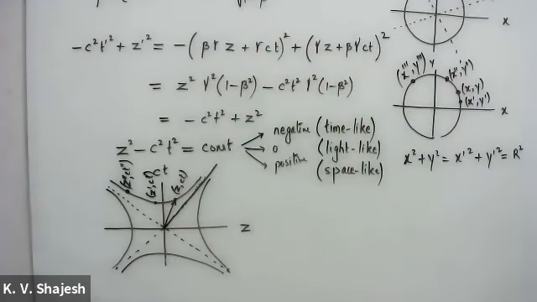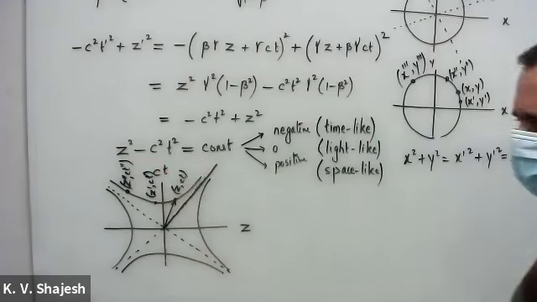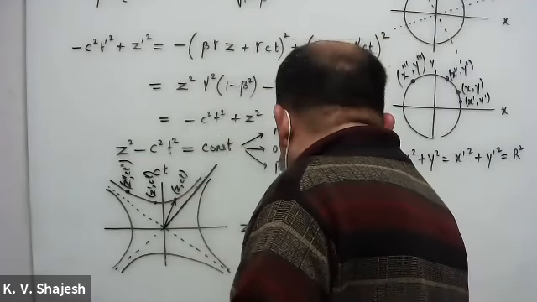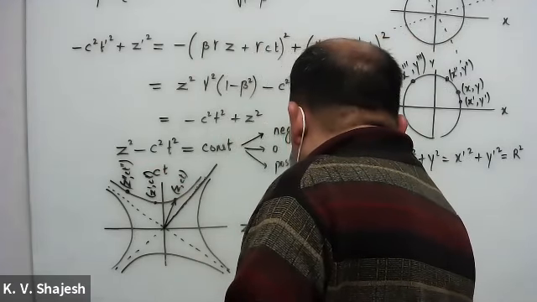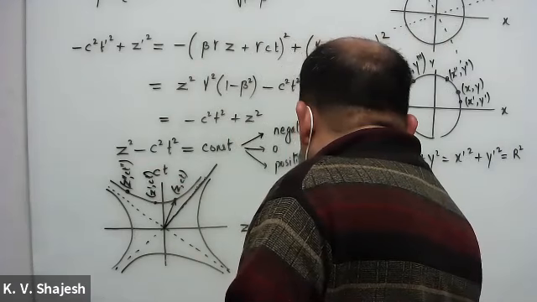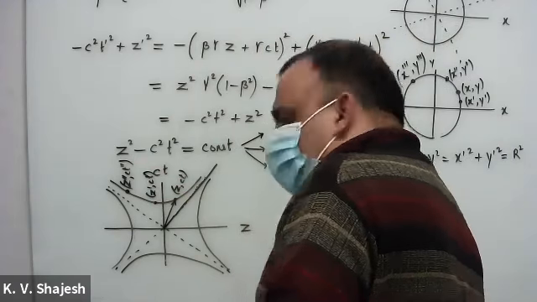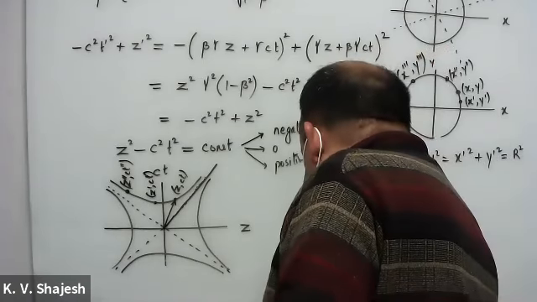So now that we are talking about this z square minus ct square, we should talk about two things. What is the distance? Whenever we think of a space, there are at least two important characteristics. One is distance. And second is what do we mean by orthogonality, right? Whenever we think of the geometry of a space, we have to imagine what is orthogonality. So that's orthogonality.